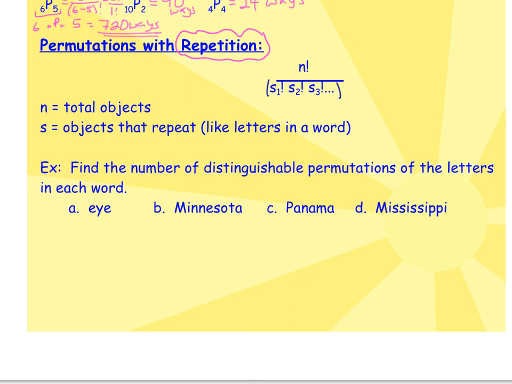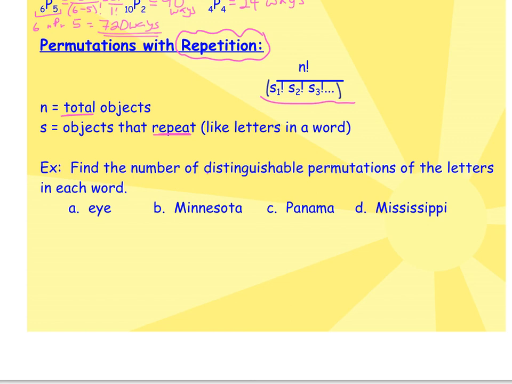It still looks like the fraction we did up above, only we've got some things that we're going to divide out at the bottom. So N means the total objects or choices you have to pick from, but S means anything that repeats itself, like letters in a word. This is really the only time we'll use this form of a permutation.